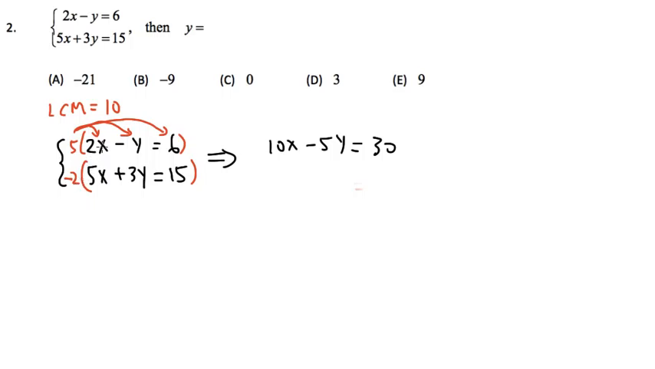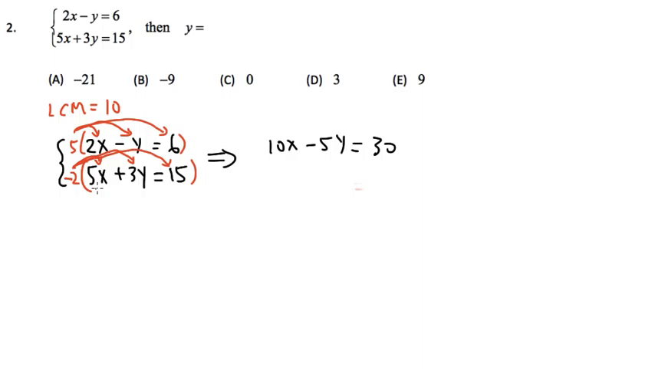The strategy is, if you want to get rid of the x, you have to make sure that both numbers in front of the x are the same, but with opposite signs. This is positive, the positive 10x. For the second equation, we need a negative 10x. So that's why we multiply by negative 2. And I will just distribute the negative 2 into everything inside, and let's see what we get.